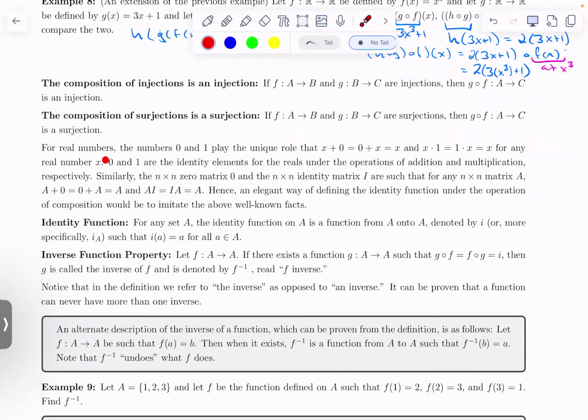So if we think about the real numbers, 0 and 1, if I add 0 to some value, it stays the same, and it doesn't matter which order I add 0 in, it stays the same. I can multiply by 1, right, and still get the same value back. And so what we say is 0 and 1 are identity elements for the operations of addition and multiplication.